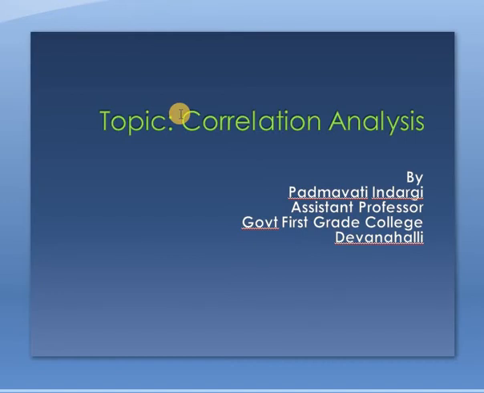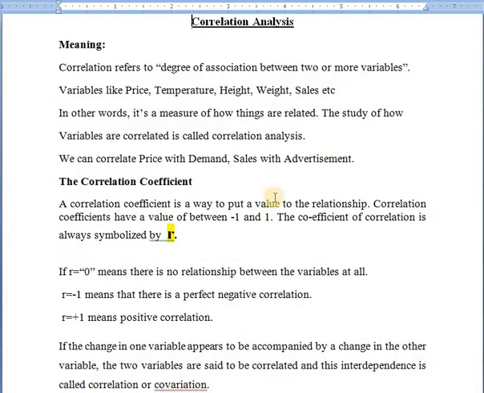Today I am going to discuss the topic correlation analysis. This is a topic under the subject Quantitative Methods for Business 2. It's for BBA second semester. Let us understand the meaning of correlation.